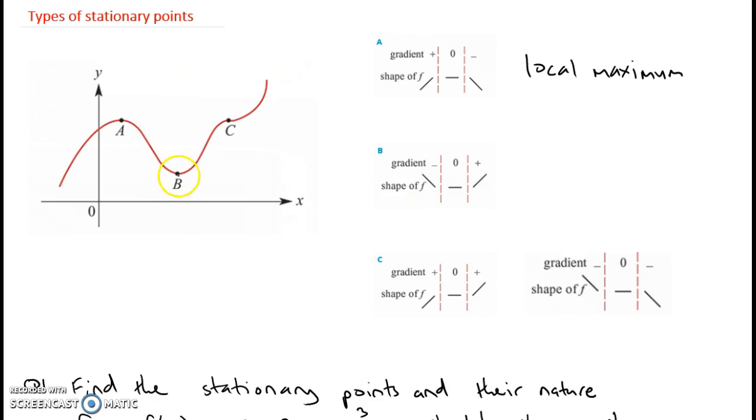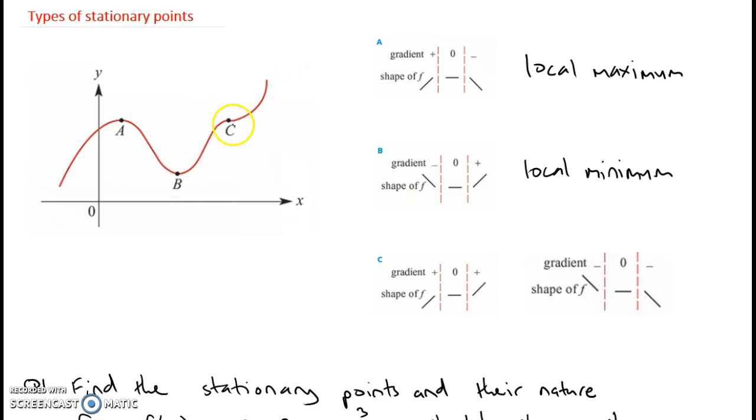At the point B here, we've got what we call a local minimum. And you can see that it follows the shape that immediately to the left of the point the slope is decreasing, immediately to the right of the point the slope is increasing, creating a minimum point.